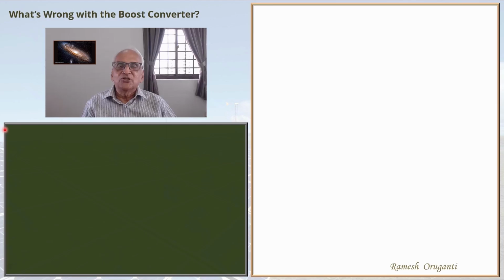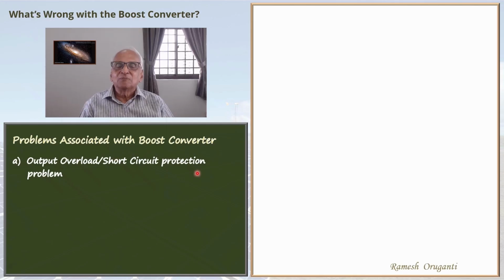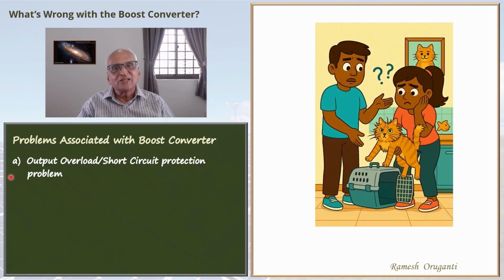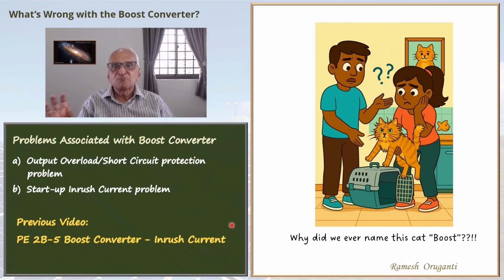First, to start off this video, I'll present the list of problems that we are going to discuss in this video. First is output overload short circuit protection problem. I'm going to list these problems. We will go through these problems in greater detail throughout this video. And second is the startup inrush current problem. This startup inrush current problem has been discussed in greater detail in a separate video 2B-5. In this video, we will just briefly summarize it so that our presentation and our understanding will be complete.